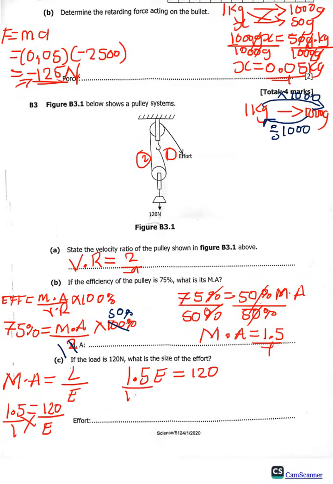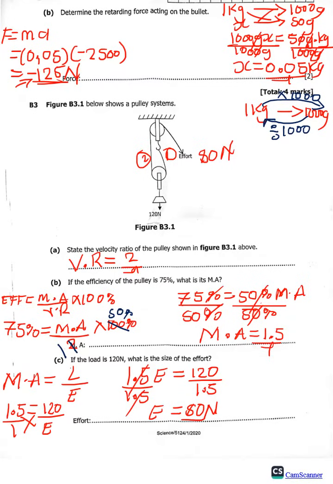We divide by 1.5, also here 1.5. So if we divide the 1.5 into 120, this will give us 80. So 80 Newtons. So the force that was applied here was 80 Newtons.